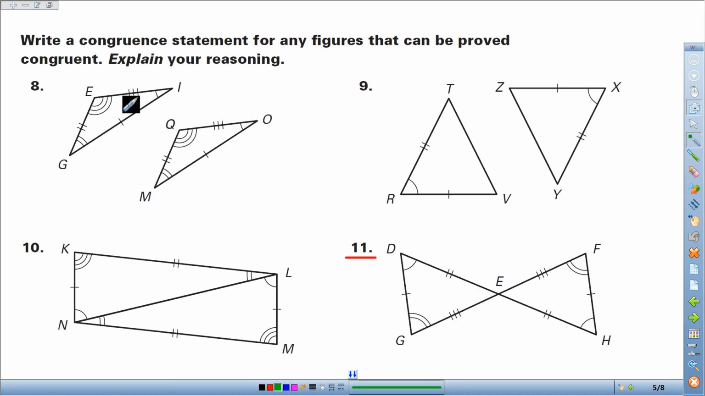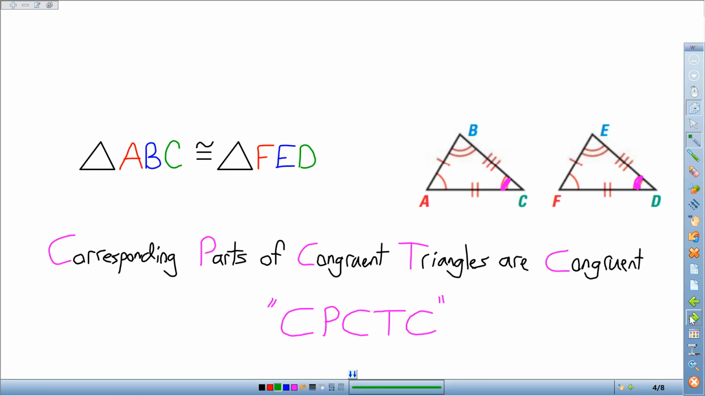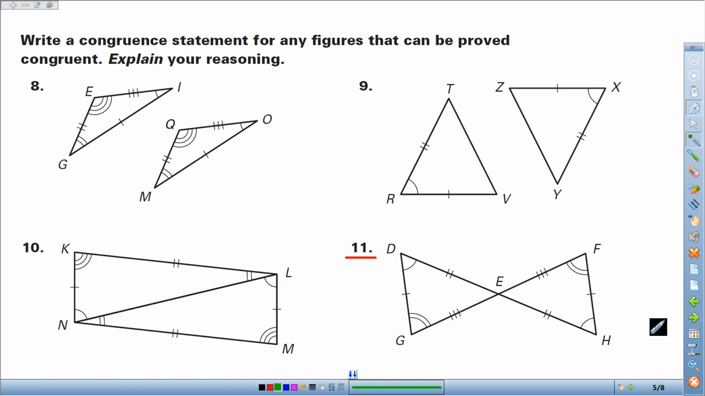All right, the next part: write a congruency statement for any figures that can be proved congruent. Explain your reasoning. Okay, so congruency statement, just a reminder, that's this thing right here. They want it for the ones that we can actually prove are congruent. Right now, to prove that two triangles are congruent, we need to see that all of the corresponding parts are congruent. That's what we must see right now. And I'm emphasizing right now because in the future, we're going to learn some shortcuts. But for now, we'll focus on all corresponding parts being congruent.